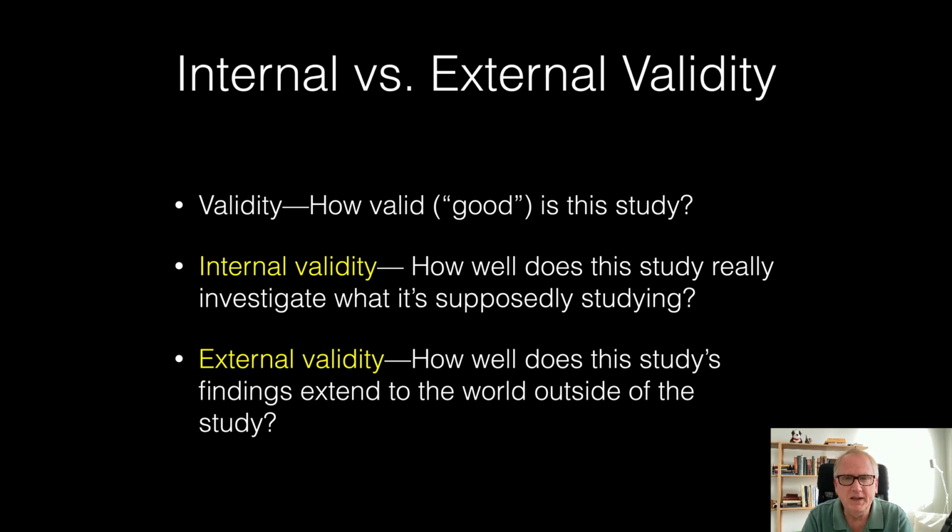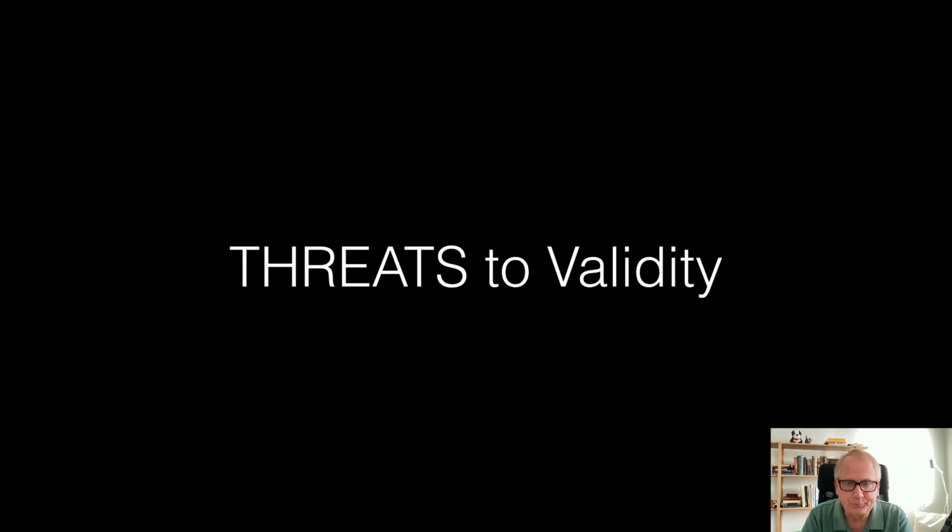External validity has to do with how well does this study's findings extend to the world outside of the study. So how well can this be generalized to other situations and other people? That's external validity. What I'm going to do now is talk about what are called threats to validity, things that have an impact on how good the study is, okay? So these are called threats. The threats here are not like scary threats. They're threats in terms of if you're trying to have a really good study, these are things you'd have to consider because they could mess up your study and not make it so good.